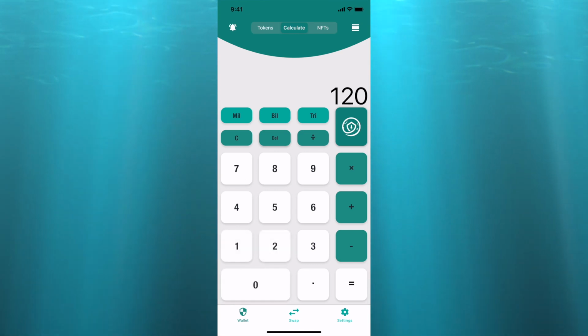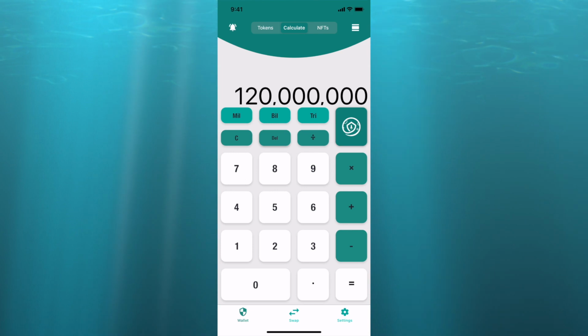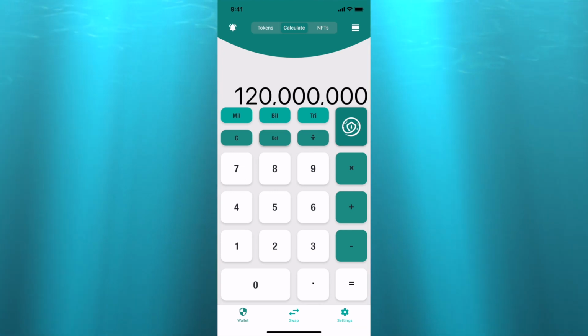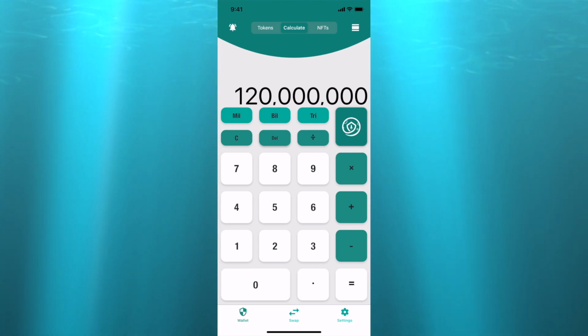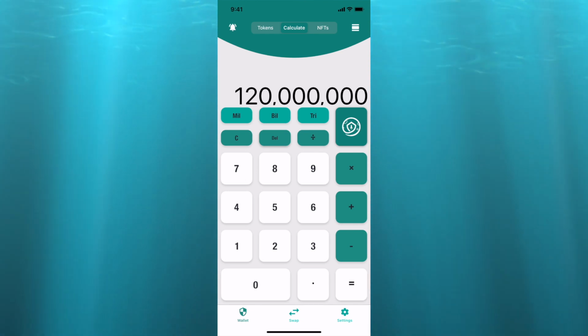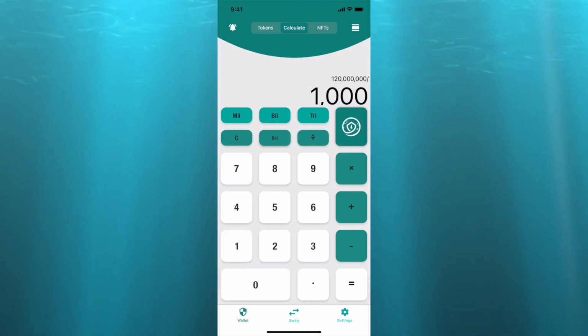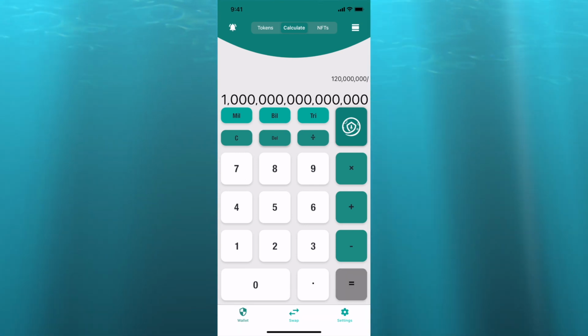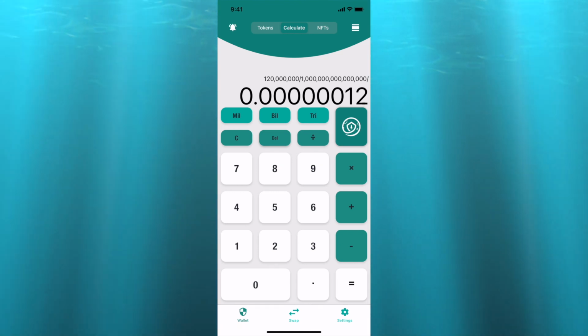So we said 120 million tokens is our personal investment. Now we want to find our personal percentage share in comparison to the total supply of SafeMoon. So we just divide our personal investment, 120 million tokens, by 1 quadrillion, which is 1,000 trillion tokens.